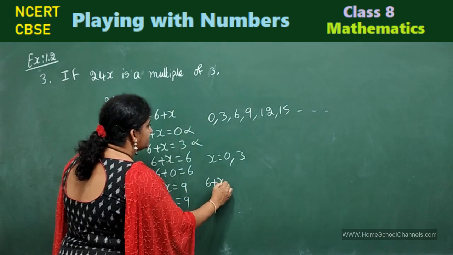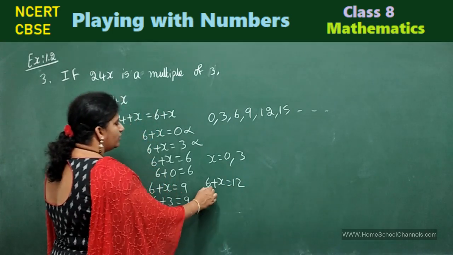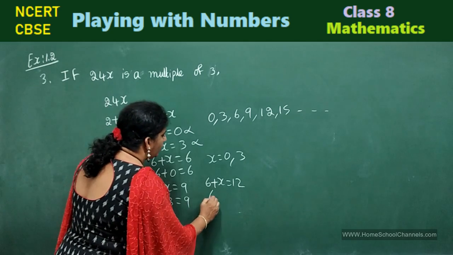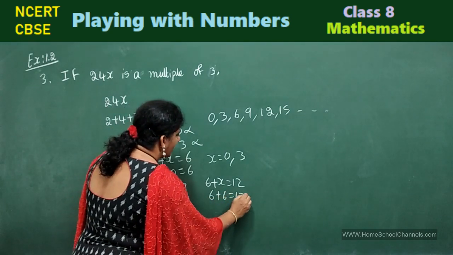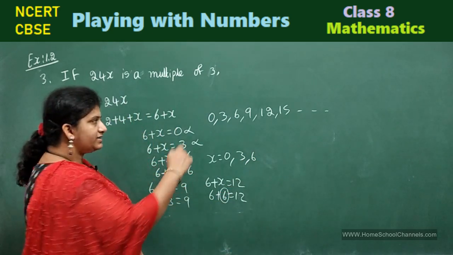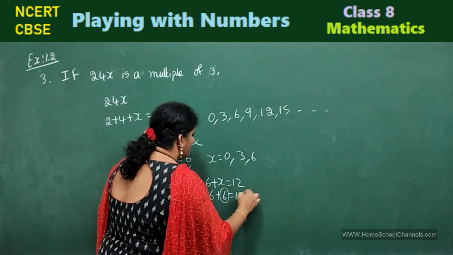And now, let me go with the next number. 6 plus x is equal to 12. What do you add to get 12? Again 6 we need to add. Therefore, I can say x is also equal to 6. And let's go to the next number.